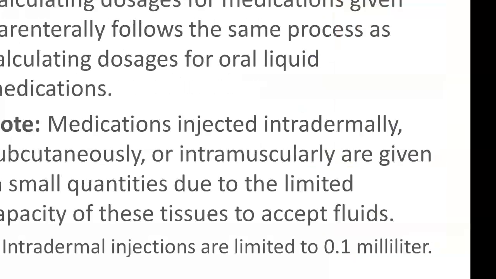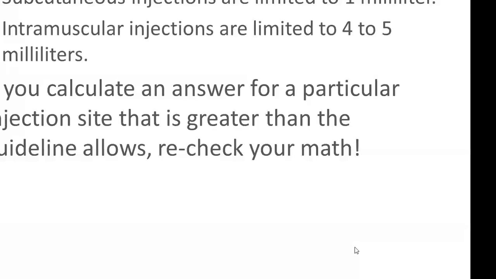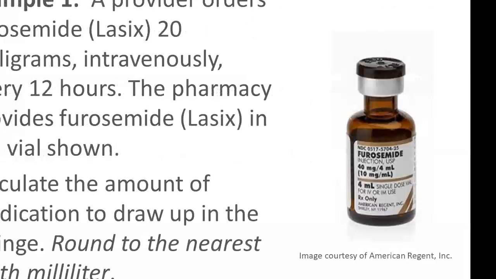So calculating dosages for medications given parenterally follows the same process as calculating doses for oral liquid medications. Medications that are injected intradermally, subcutaneously, or intramuscularly are given in small quantities due to the limited capacity of these tissues to accept fluids. Intradermal are limited to 0.1 milliliter. Sub-Qs are limited to 1 milliliter. And we only like to put about 4 to 5 milliliters of medication into a muscle, because remember, these have to be absorbed. If you calculate an answer for a particular injection site that is greater than the guidelines allow, then maybe you should recheck your math. You may not have set up your problem correctly.